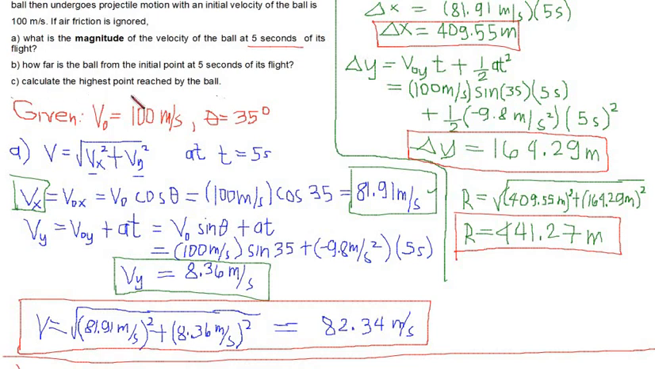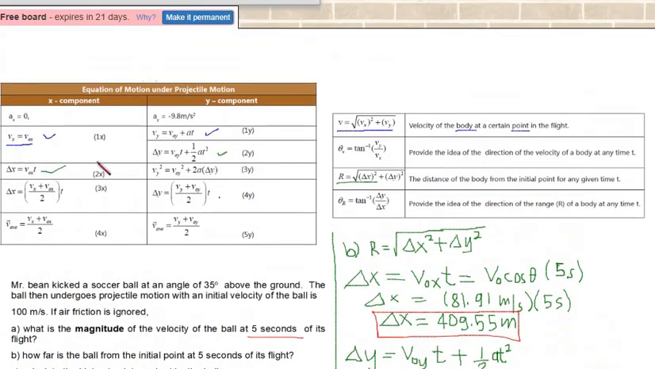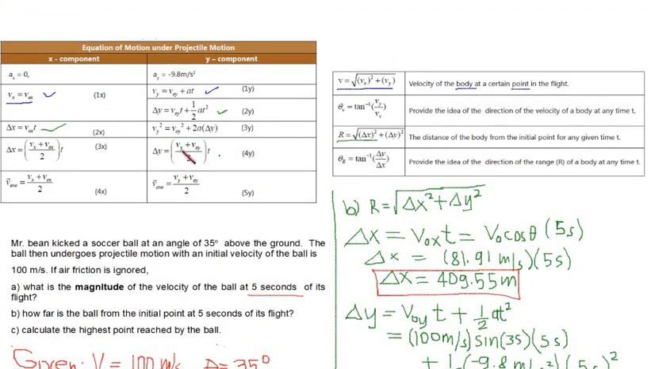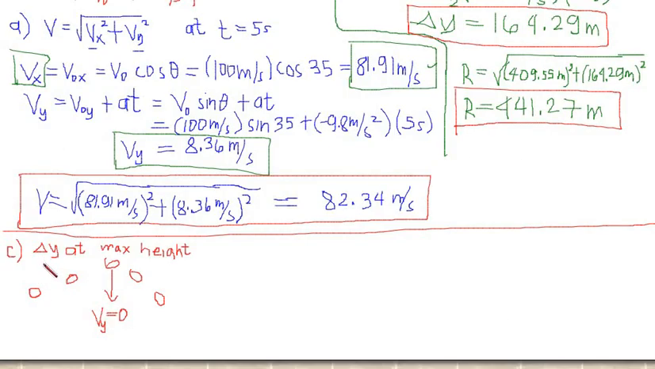Okay, so to calculate the highest point that it reaches, we calculate delta y. So which equation fits our givens here in letter C to get delta y? First, we get the time it takes to reach the highest point of the flight. Once we get the time at the highest point, we can get its delta y at the highest point of the flight. So the question here is what is the y component of the displacement at the maximum height.